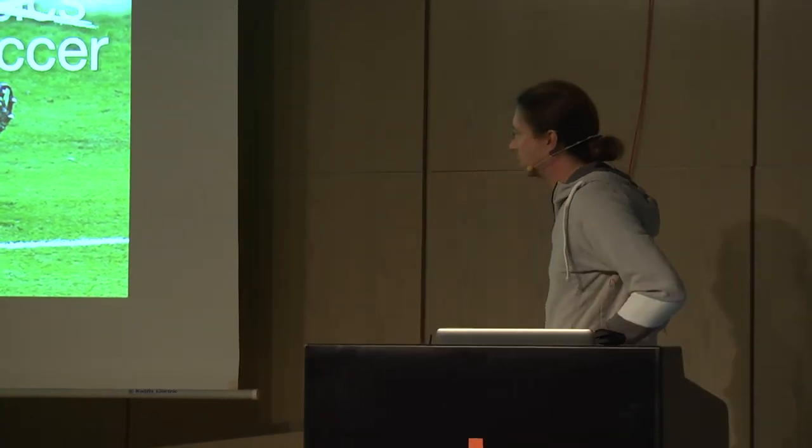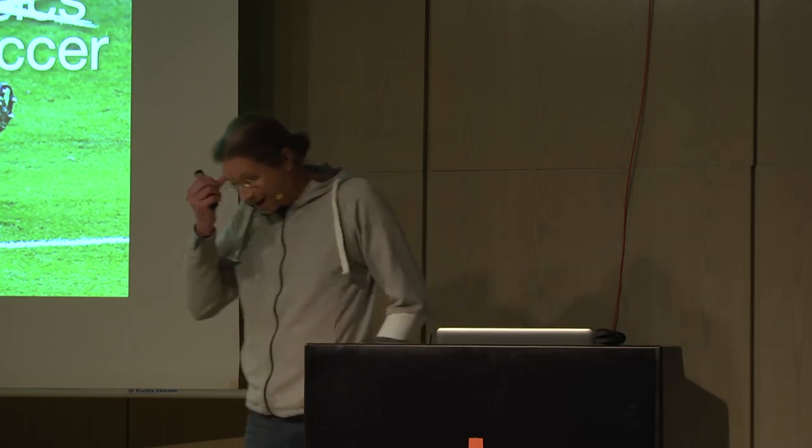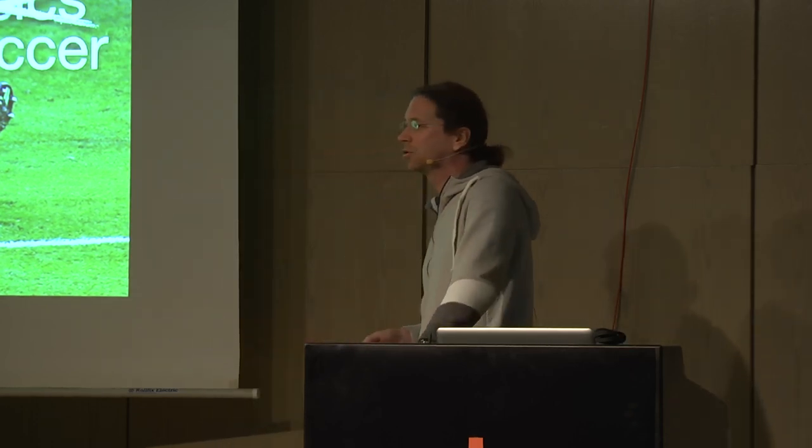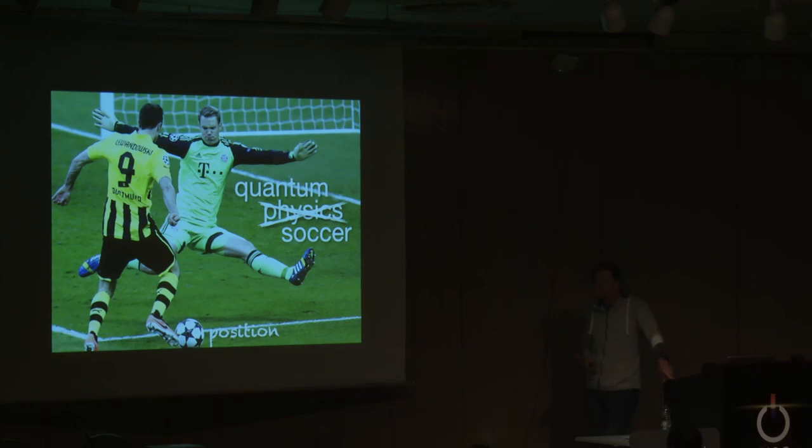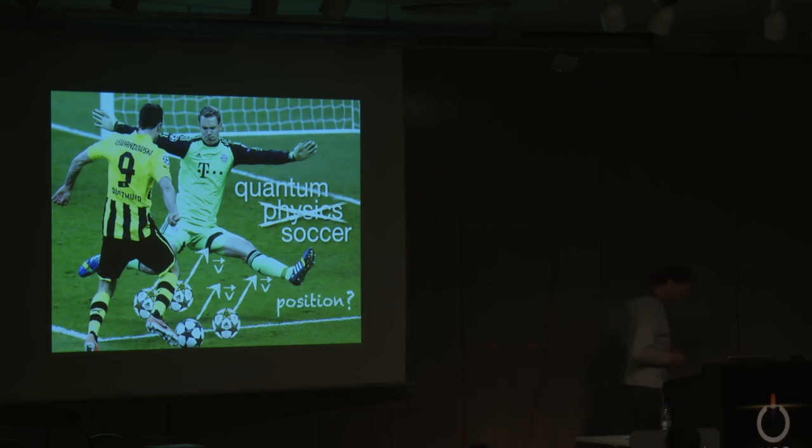Now we go to quantum soccer. That's harder. Manuel now needs to choose whether or not he wants to know the position. Then he absolutely doesn't know where the ball is going. Or he chooses to know where the ball is going. Then he has no idea where the ball is. You see, the game is getting harder. No World Cup for us in the case of quantum soccer.